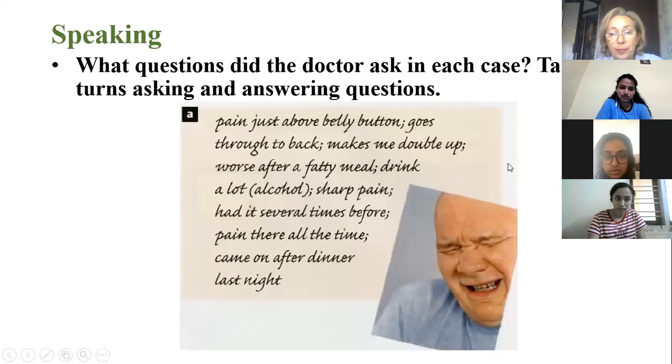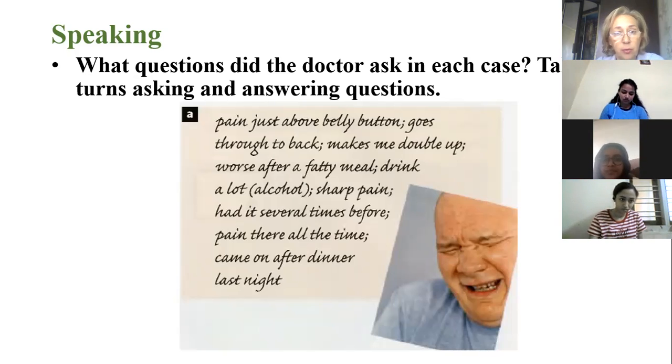So if we go back to the first patient, what questions did the doctor ask in each case? Where is the site of pain? Let us take turns asking and answering questions. You remember the Socrates model. Let us role play the conversation between the doctor and the patient. The doctor should ask questions and the patient should answer them given the information that we have just read.